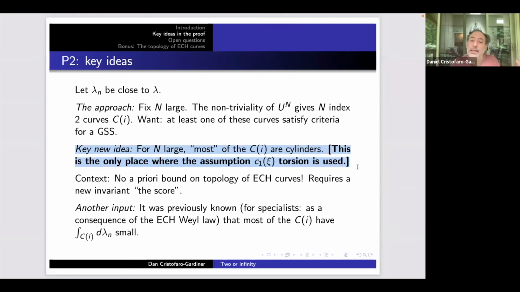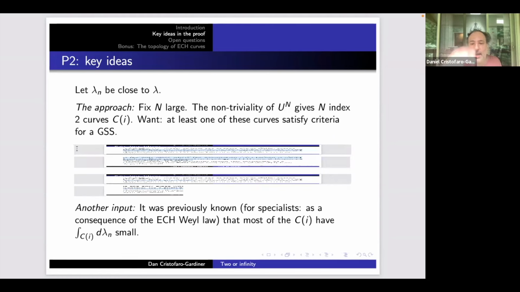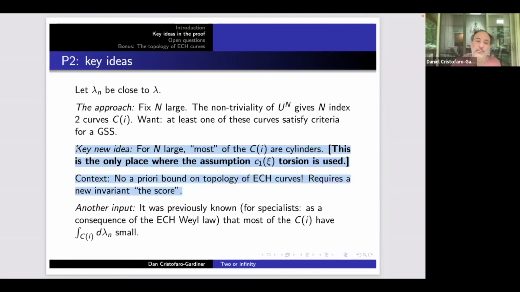Really the key new idea is that you can actually show that most of these curves are cylinders, which is not at all obvious because even in the picture that I gave, there's no a priori bound on the topology of ECH curves. And we define a new invariant for these purposes. Nevertheless, you use the U map, you get a whole pile of J-holomorphic cylinders.